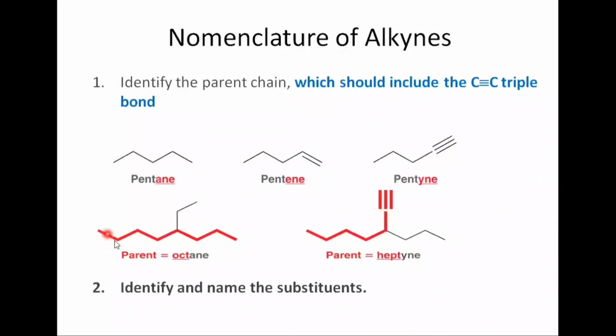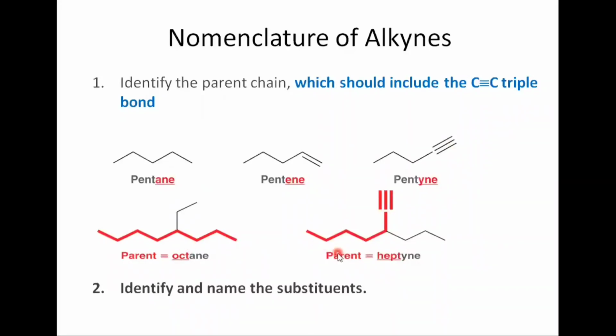Here, the longest chain contains 8 carbons, 1, 2, 3, 4, 5, 6, 7, 8, and it contains a substituent, which is known as an ethyl group, on carbon number 4. So its systematic name would become 4-ethyloctane.